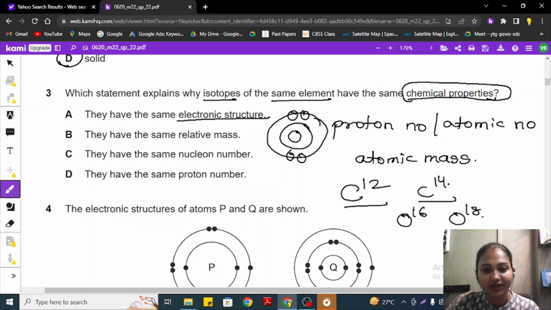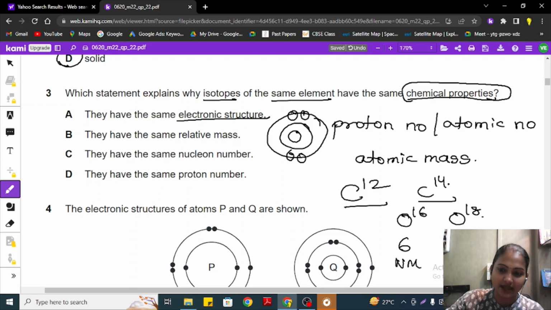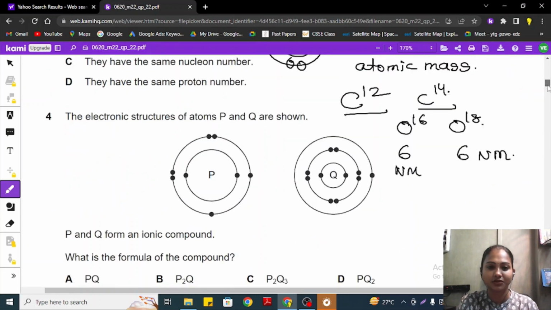For carbon 14 also, it will have the same 4 electrons in the outermost shell and it's going to form a covalent bond. For oxygen, it has 6 electrons in the outermost shell in either of the isotopes. So it's going to behave like a non-metal, and hence the correct answer is option A. They have the same electronic structure, as the question is asking about chemical property. Moving to the fourth question, students.